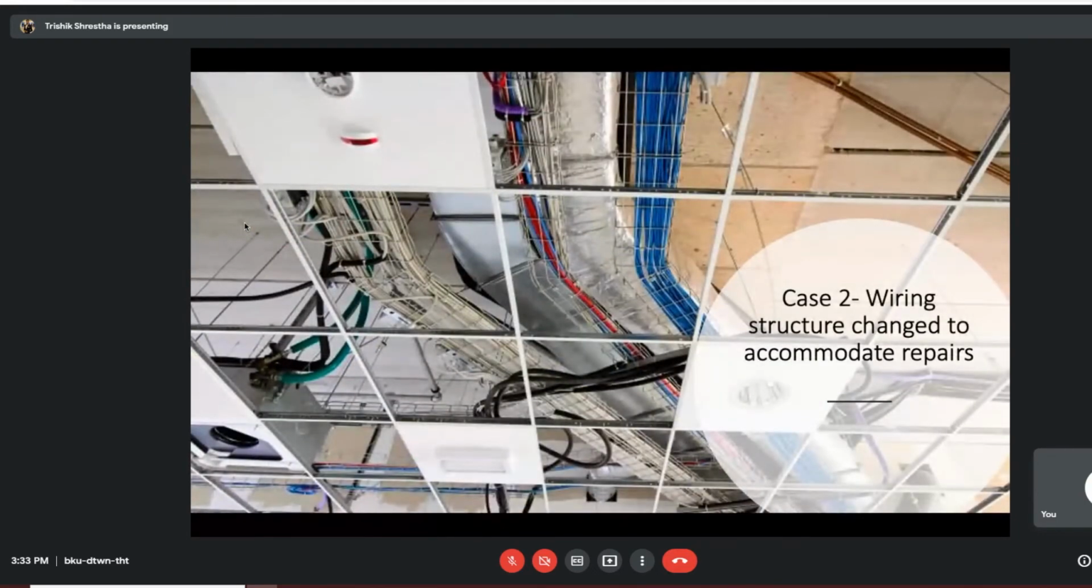The second one is wiring structure changes to accommodate repairs. There was a particular construction site. I can't tell you exactly which construction site because of reasons, but it was one of the largest ones that we took up.